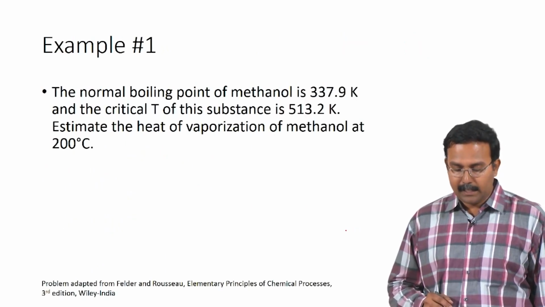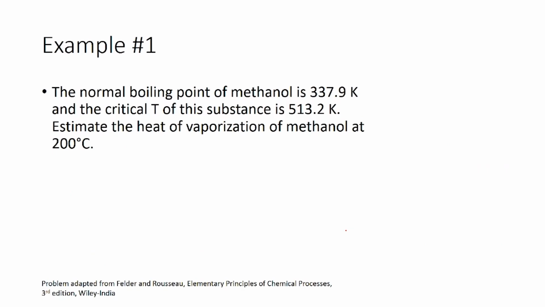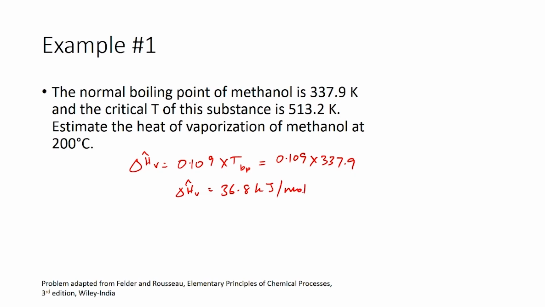So here in this example we have to measure the heat of vaporization for methanol, which is a low molecular weight alcohol. So we would use the second equation, which is delta H cap V is equal to 0.109 times boiling point. Here the boiling point is 337.9, so it is 0.109 times 337.9, giving us delta H cap V as 36.8 kilojoules per mole. So now we have the heat of vaporization at its normal boiling point.